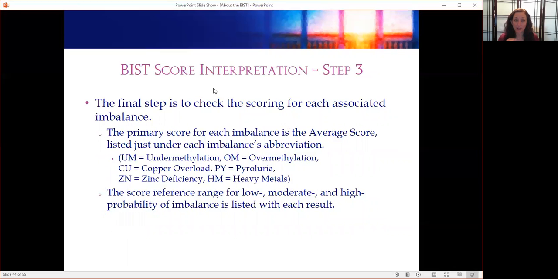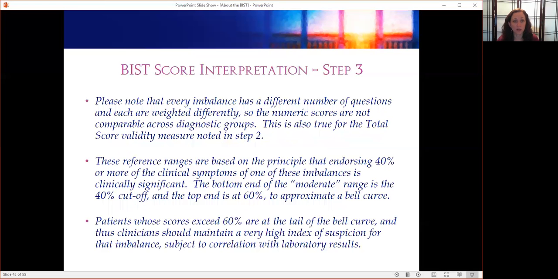So finally, step 3, this is the exciting part of the BIST score interpretation, and the final step is to check for the scoring of each associated imbalance. So the primary score for each imbalance is the average score, which is listed just under the abbreviation in your score report. And the score reference range for either low, moderate, and high probability of imbalance is listed with each result. And it looks sort of like this, but I'll get to this in just a second.